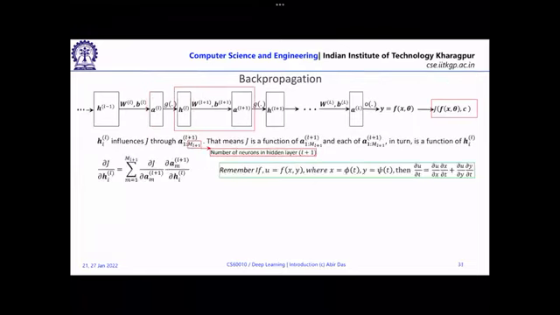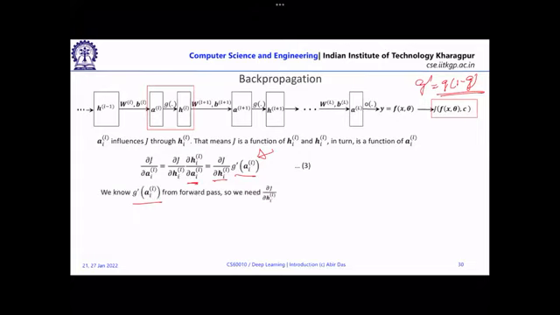Before I go to get del J, del HIL, I see there is a raised hand. I'll go there. But next time, the motivation will be the same: you are trying to find del J, del HIL. So what is HIL influencing, and is that influencing the cost function?